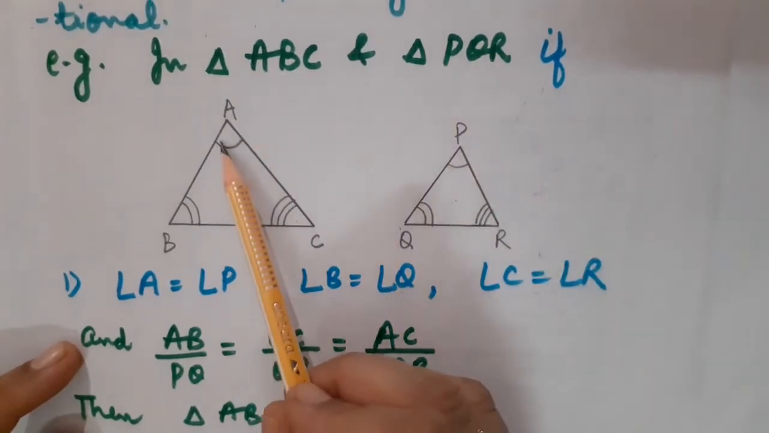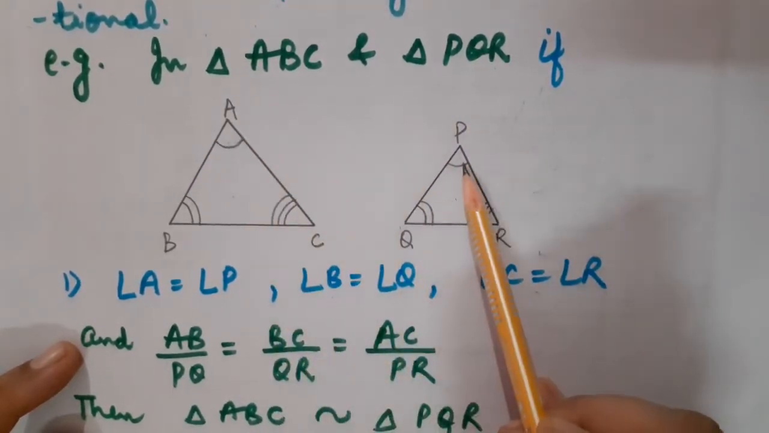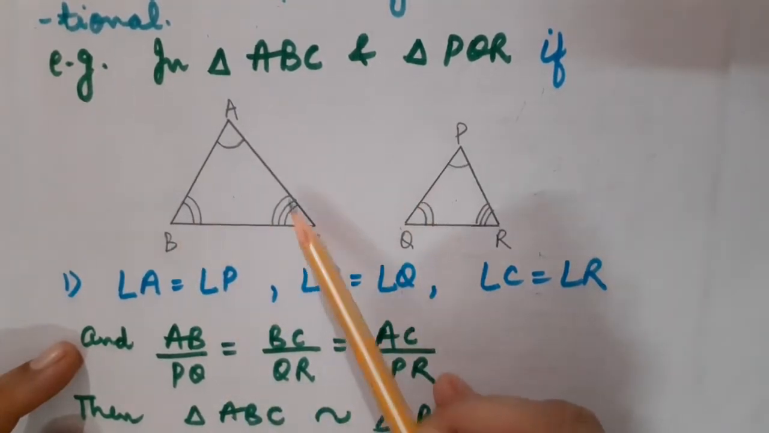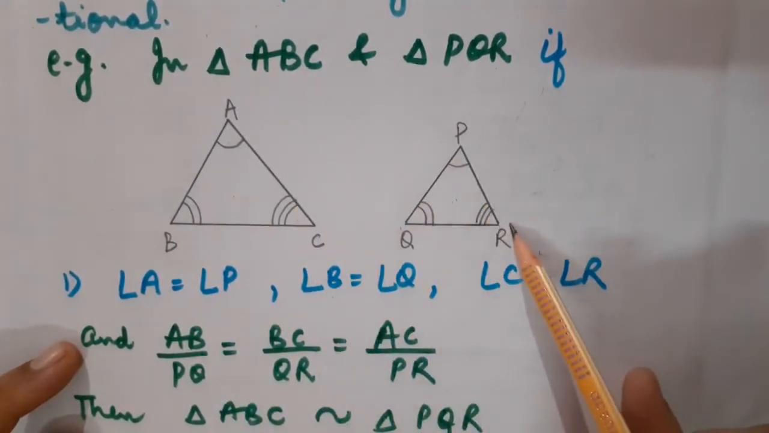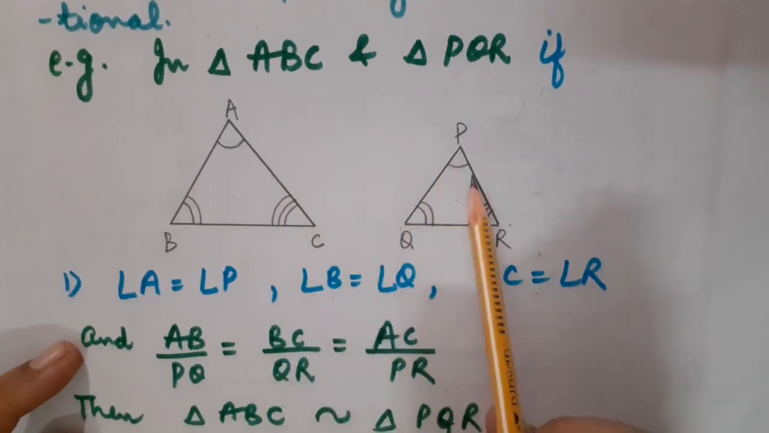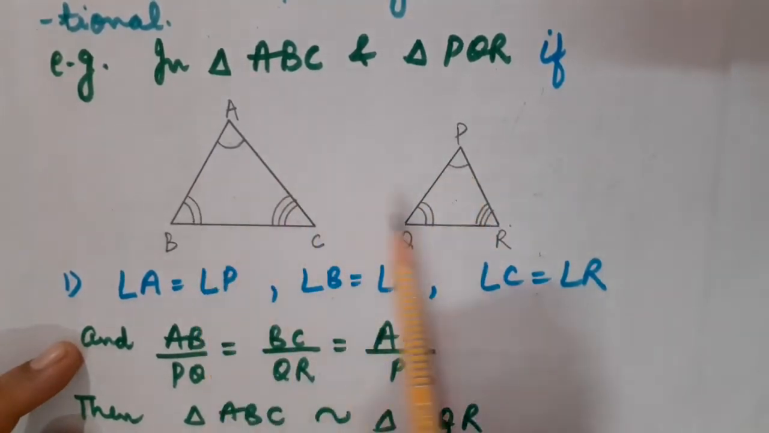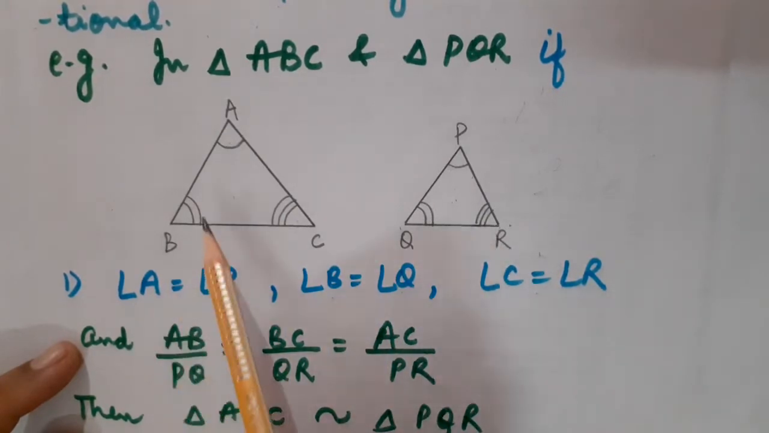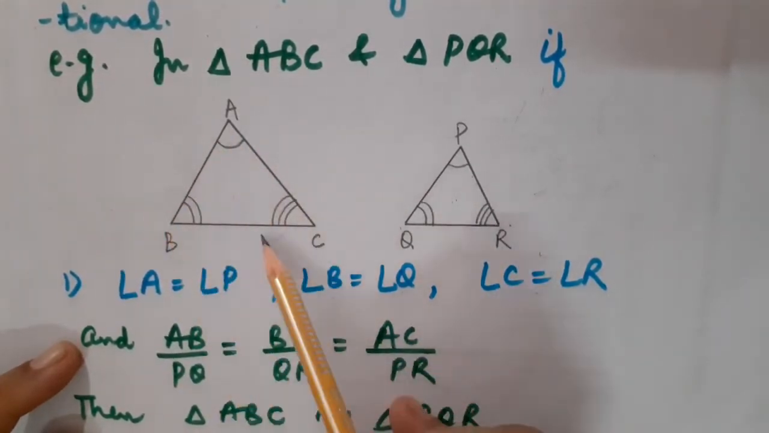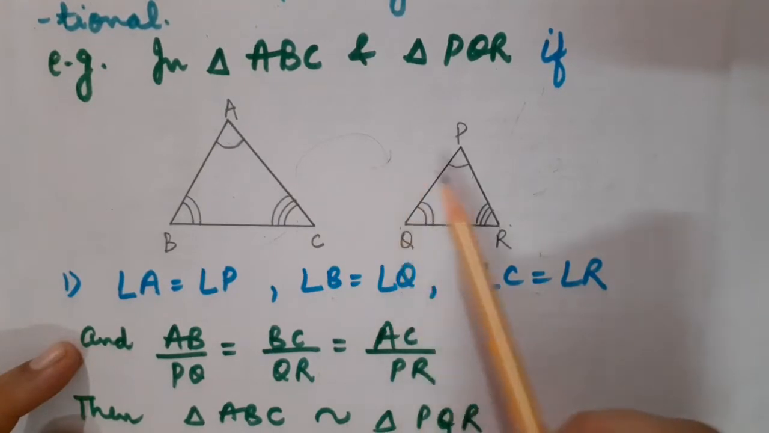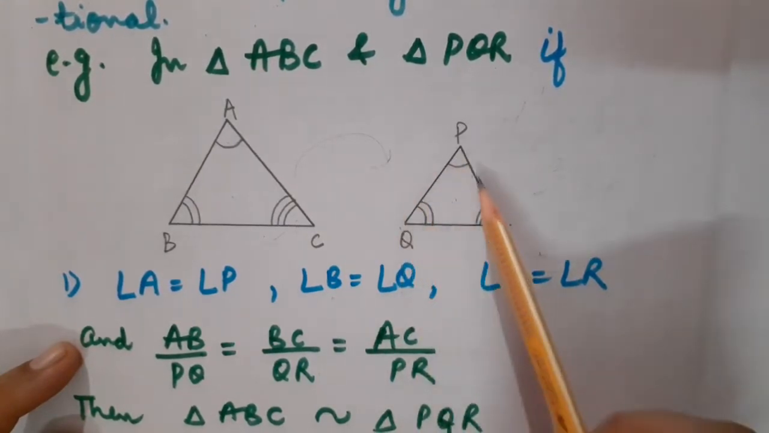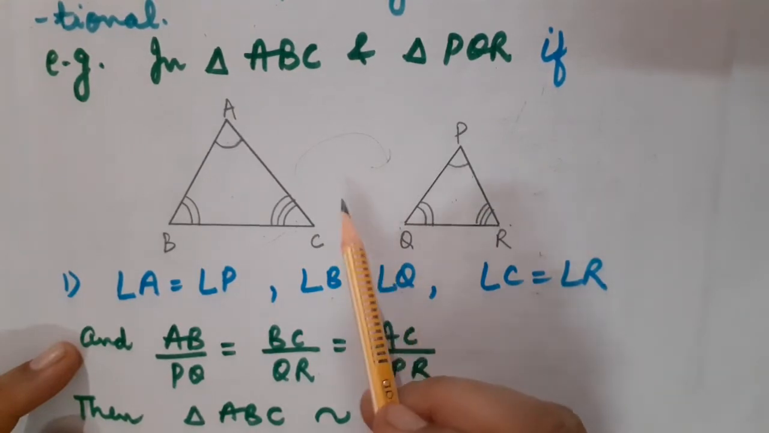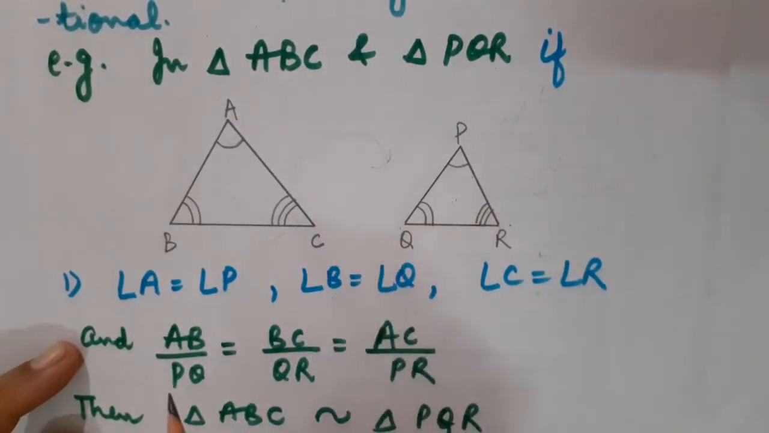Angle A corresponds with angle P, angle B with angle Q, angle C with angle R. So if angle A is equal to angle P, angle B is equal to angle Q, and angle C is equal to angle R, it means all the 3 angles of the first triangle are equal to the corresponding 3 angles of the other triangle. Correct? So the first condition of similarity of triangles is satisfied.